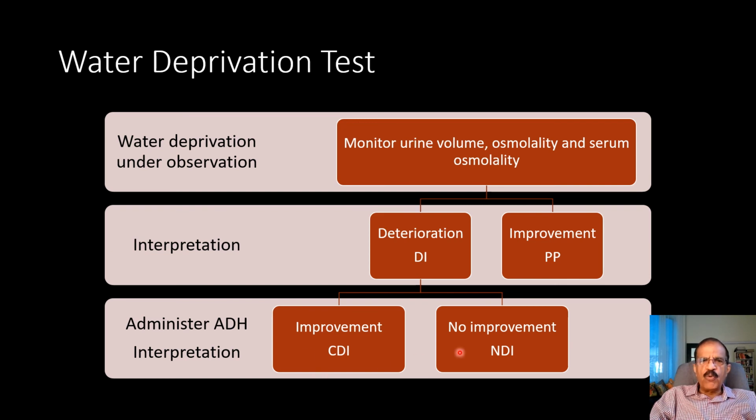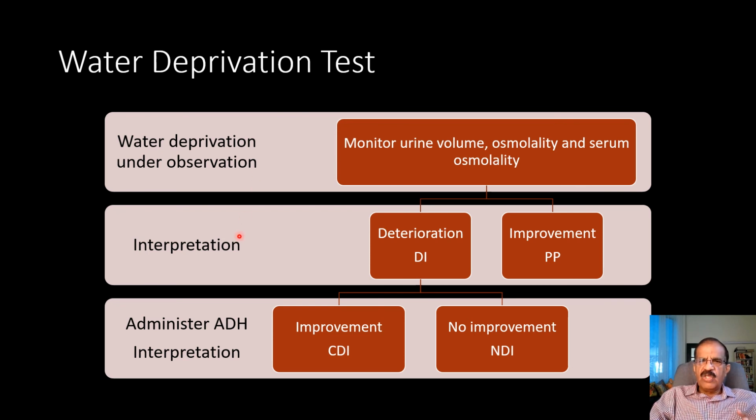Now, if there is no improvement despite ADH administration, in these patients with primary polydipsia, there is already actually excess of ADH. Even in patients with nephrogenic diabetes insipidus, there is excess of ADH. Injecting ADH will not make any difference. So if you have come to this level and administration of antidiuretic hormone does not lead to any improvement, this would mean that the patient has nephrogenic diabetes insipidus. So this is the interpretation of the water deprivation test or water restriction test.